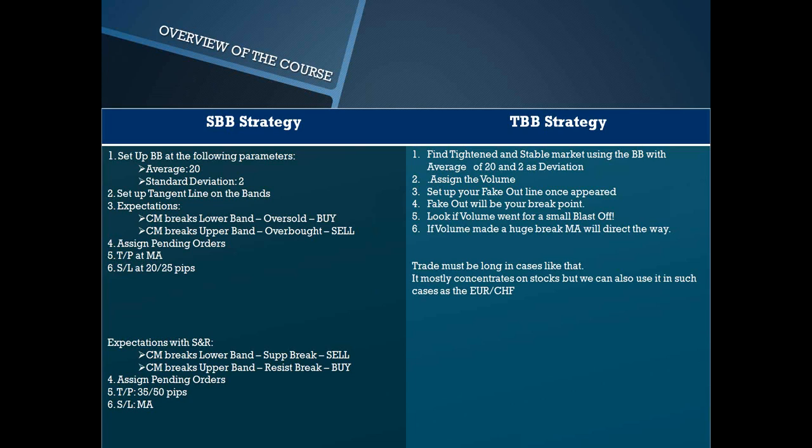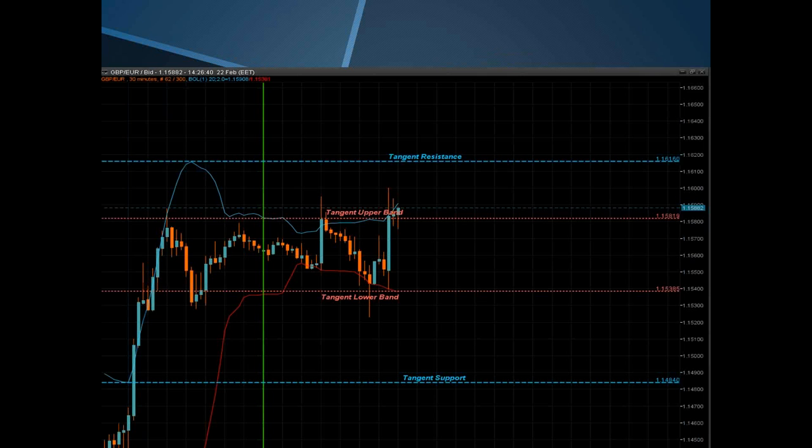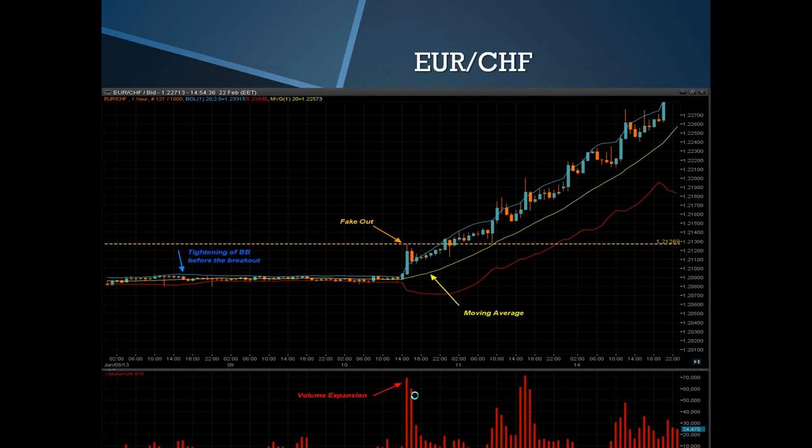Then we set up our tangent line on the bands. We have our expectations when it breaks lower and upper: oversold, overbought, buy, sell. Then we assign our pending orders. Take profit at the moving average, most recommended by most traders. Stop loss at 20 to 25 pips. Expectations with SNR: if it breaks the lower band, support breaks, sell. If it breaks the upper band, resistance breaks, buy, like we saw before. I'm going to show you again here: tangent resistance and tangent support.